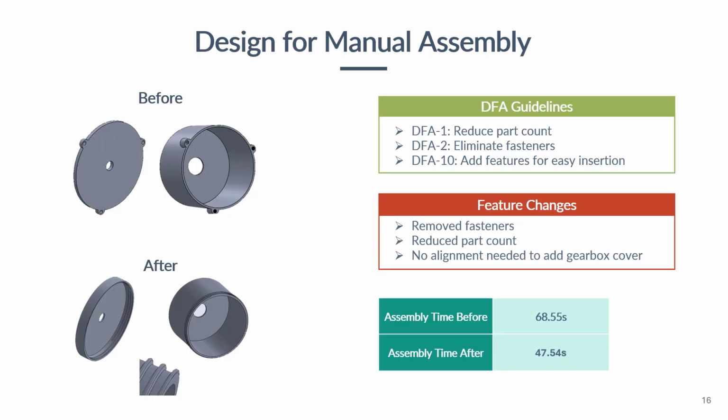We have selected the gear housing and its cover for the design for manual assembly. In the earlier design, it is difficult to align the gearbox and cover for fasteners, so we have eliminated them and reduced the part count. To assemble them, we have added threading for ease, and it is also reducing the assembly time. As you can see, this is approximately reducing assembly time by 20 seconds.